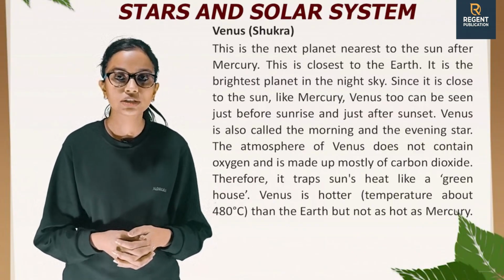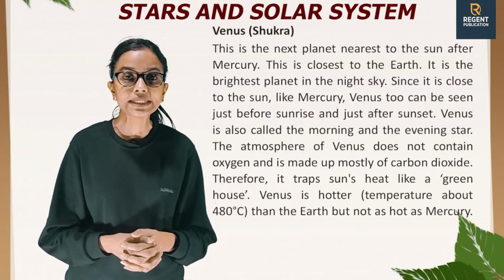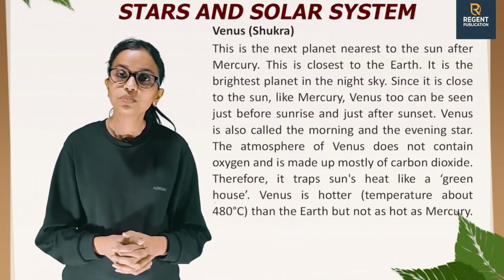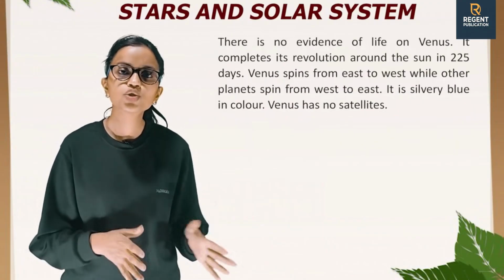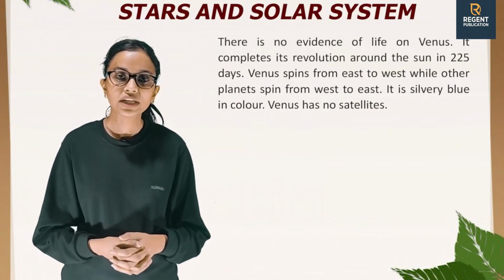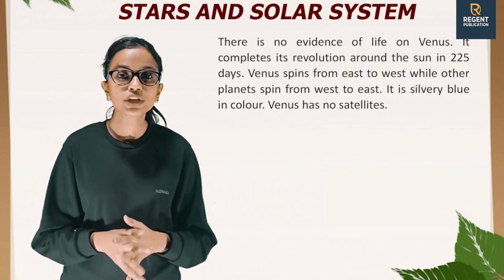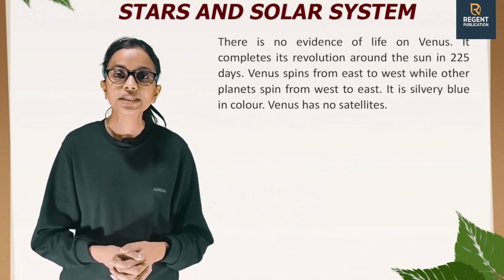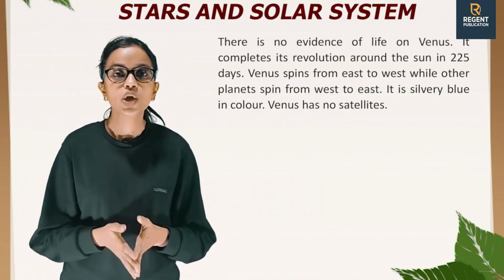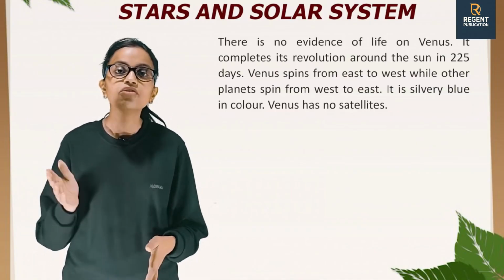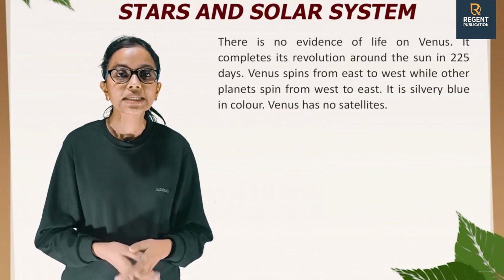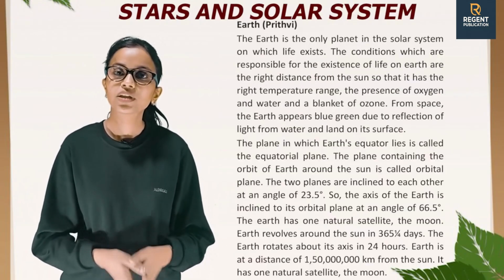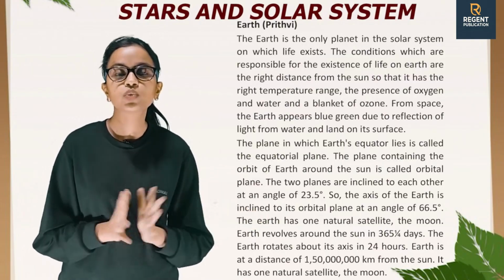Venus is hotter, with a temperature of about 480 degrees Celsius, than the Earth but not as hot as Mercury. There is no evidence of life on Venus. It completes its revolution around the Sun in 225 days. Venus spins from east to west while other planets spin from west to east. It is silvery blue in color. Venus has no satellites.